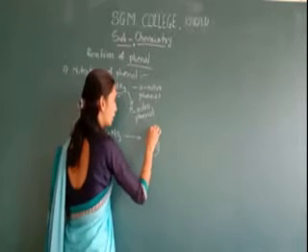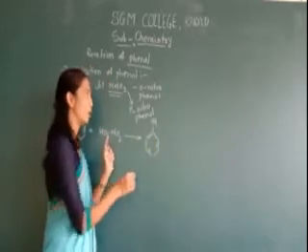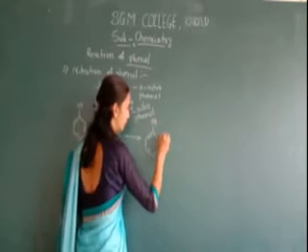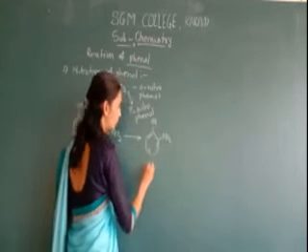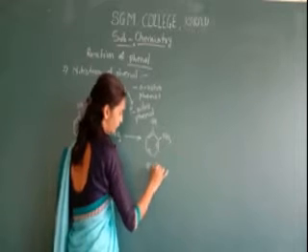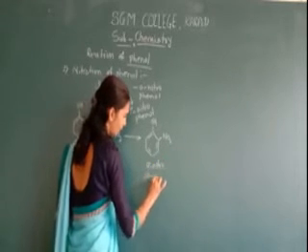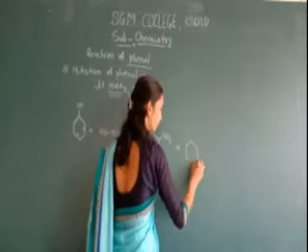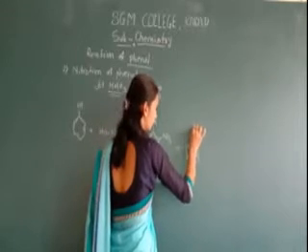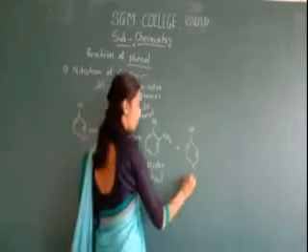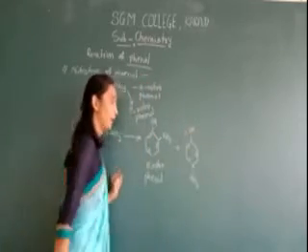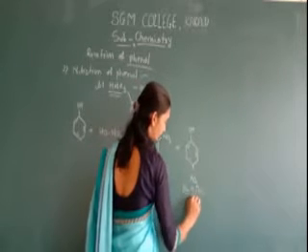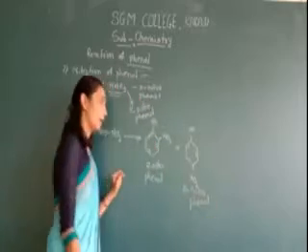first, ortho-nitrophenol, NO2. Also the second product we are getting here, that means our para-nitrophenol. We write the name p-nitrophenol. Now see what happened.